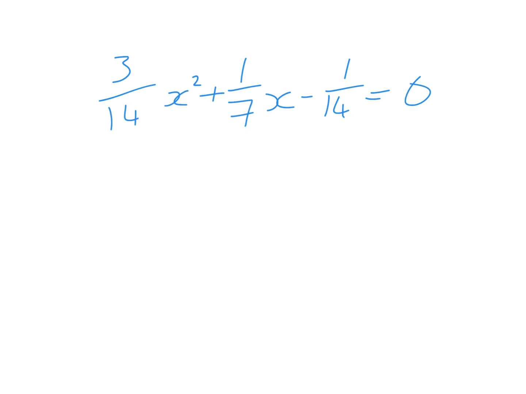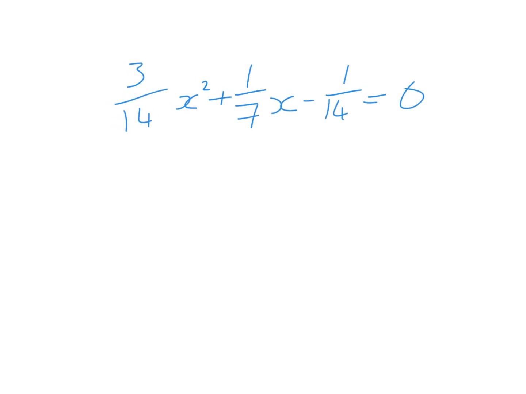So the way we do that is we see, well, what number will have both 14 and 7 as a factor? So 14 divides into 14, and 7 also divides into 14. So we're going to use our lowest common multiple of the two numbers, which is 14. So we're going to multiply each term by 14.